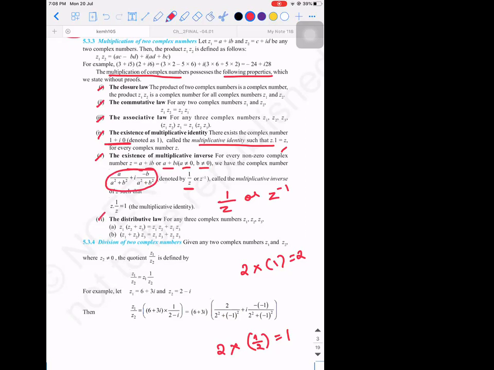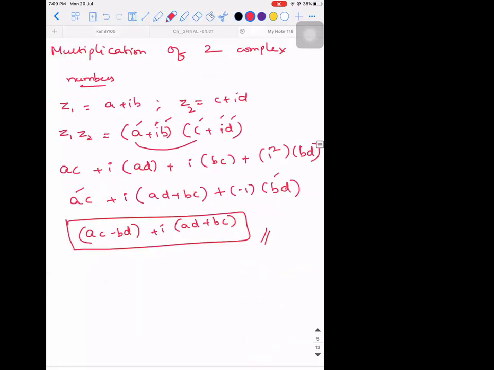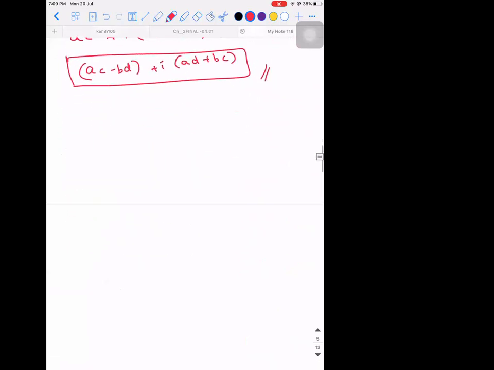Next, the distributive law. For any three complex numbers z1, z2 and z3, z1 into z2 plus z3 is given as z1 into z2 plus z1 into z3. Similarly, z1 plus z2 into z3 is given as z1 into z3 plus z2 into z3. This is what is called the distributive law. Now, I will explain this multiplicative inverse alone.